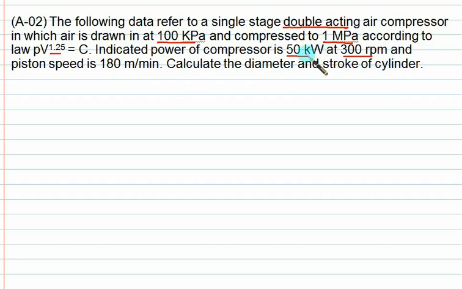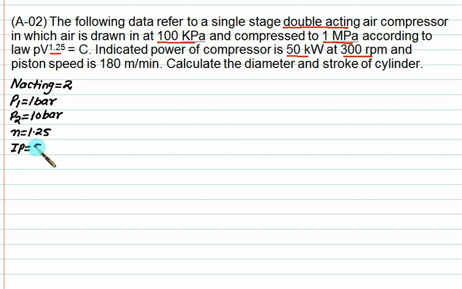So let's collect data now. We are double acting, so number of acting equals 2. Then we have suction pressure P1 equal to 100 kilopascal, that equals 1 bar. We have delivery pressure equal to 1 megapascal, that equals 10 bar. So we are collecting data in bar. We have law n equals 1.25. Index of compression is same as index of expansion.